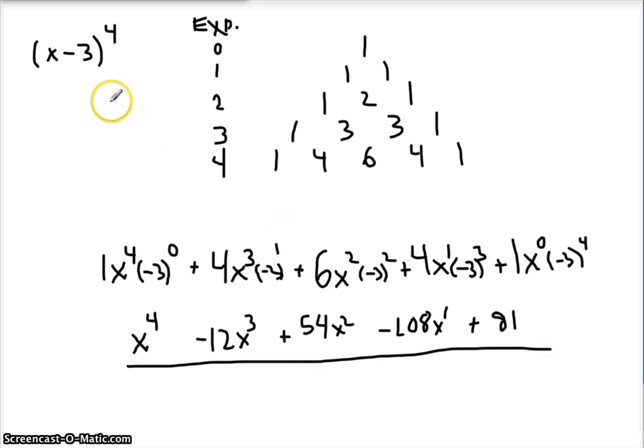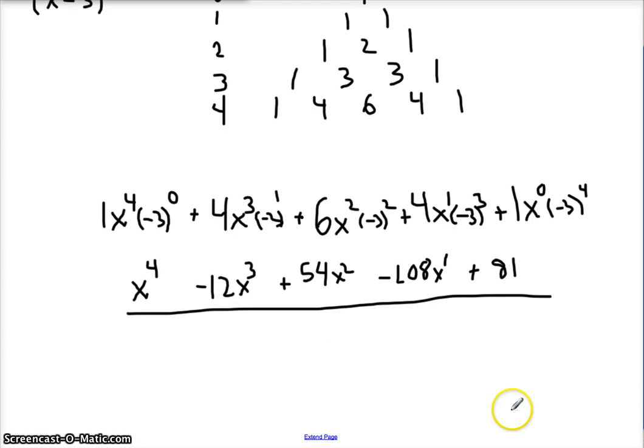So if I was to expand this out and do box method or FOIL three different times, expand this all the way out, I would get x to the fourth minus 12x to the 3 plus 54x squared minus 108x to the 1 plus 81, and that would be my final answer there.